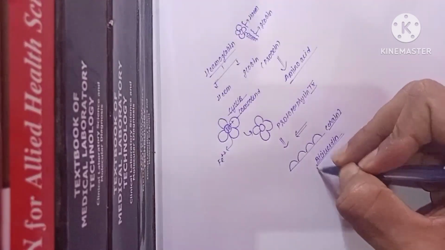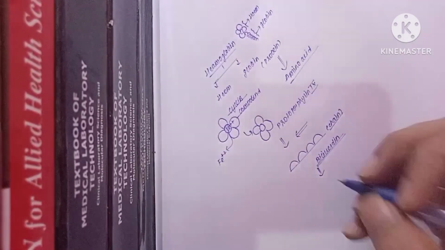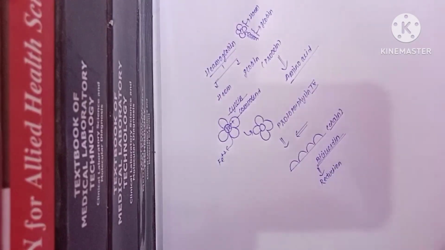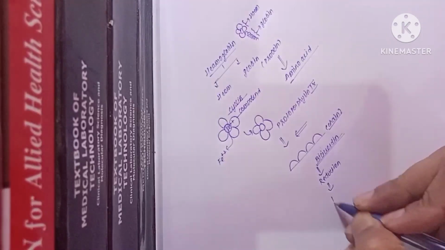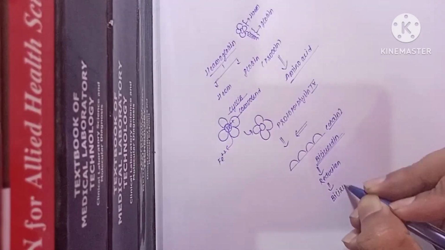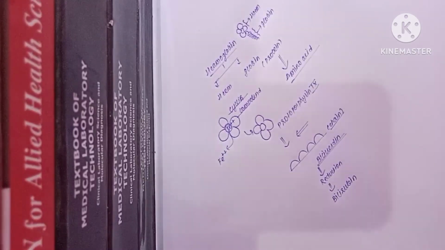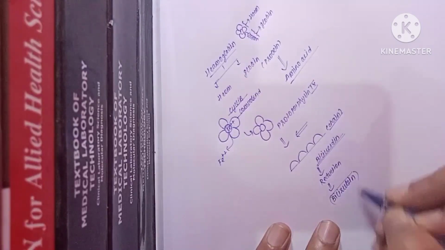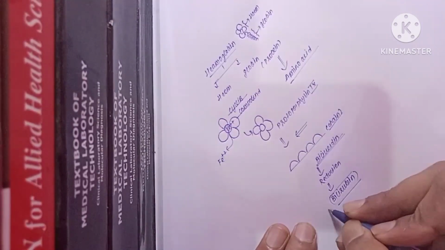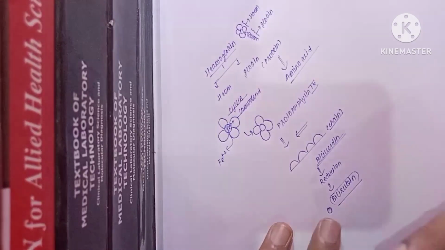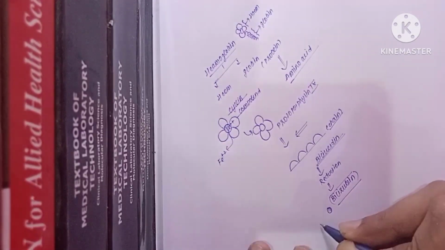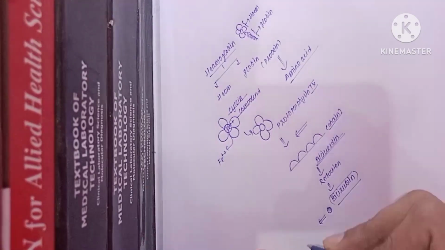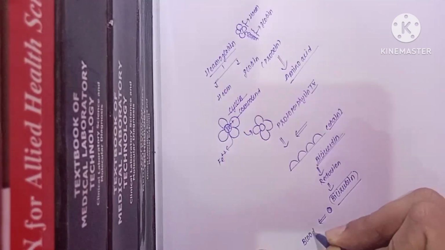Then this biliverdin gets reduced. After reduction, what does it become? It becomes bilirubin, right? Let me draw a bilirubin like that. This bilirubin then comes out in your blood, right?